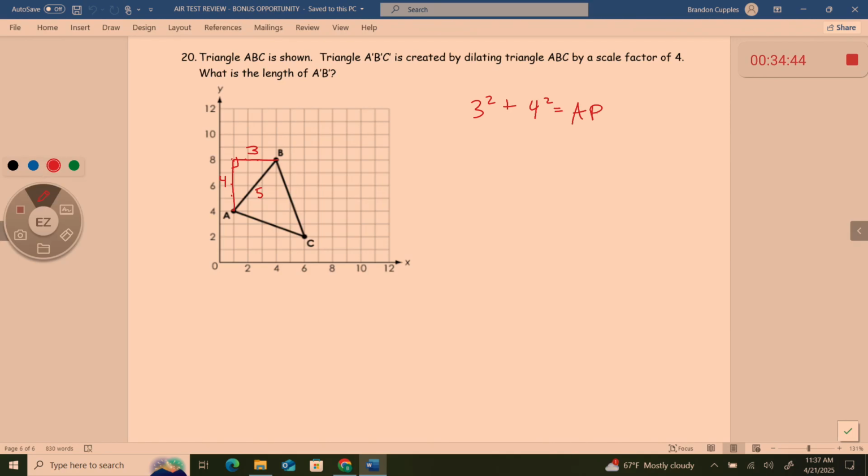I think I'll just leave it at that. Oh, distance formula. You could also use the distance formula here to find the distance between those two points, and that's fine with me as well. You're going to get the same answer. Now, since the scale factor is 4, we're going to multiply it by the original length, and that tells me that A prime B prime will have a new length of 20 units.